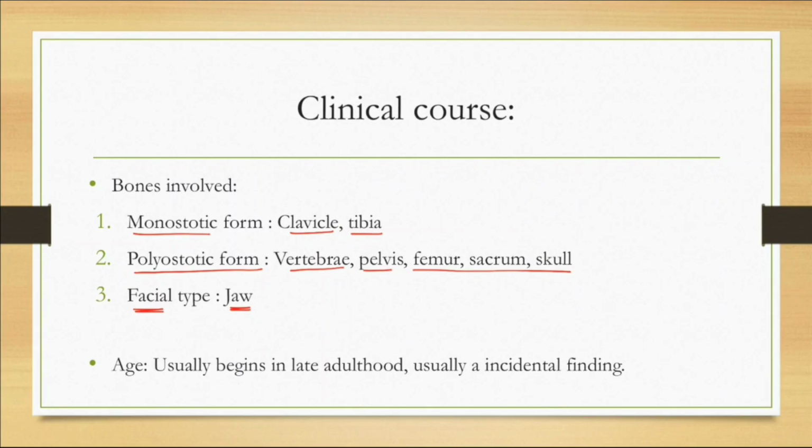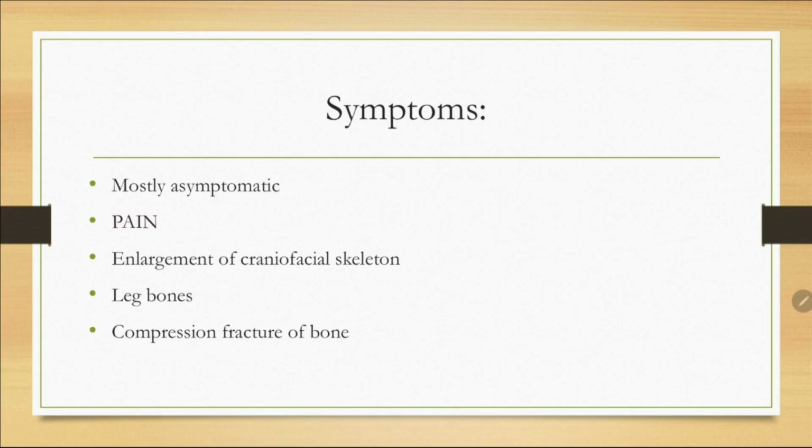And 70% of Paget disease cases are asymptomatic, and the age usually begins in late adulthood and usually it is an incidental finding. And coming to the symptoms of Paget's disease, the disease is mostly asymptomatic, almost in 70% of patients. It is diagnosed only incidentally, and if symptoms are present, the symptom could be pain. The pain is usually localized to the involved bone. The pain may be due to microfractures or bony overgrowth which may compress the spinal and cranial nerve roots.